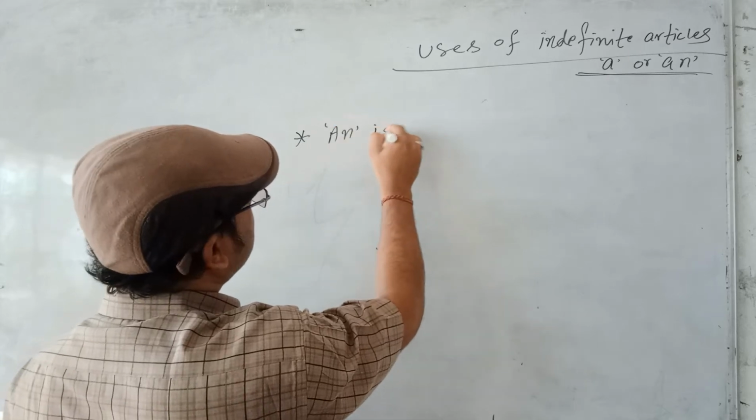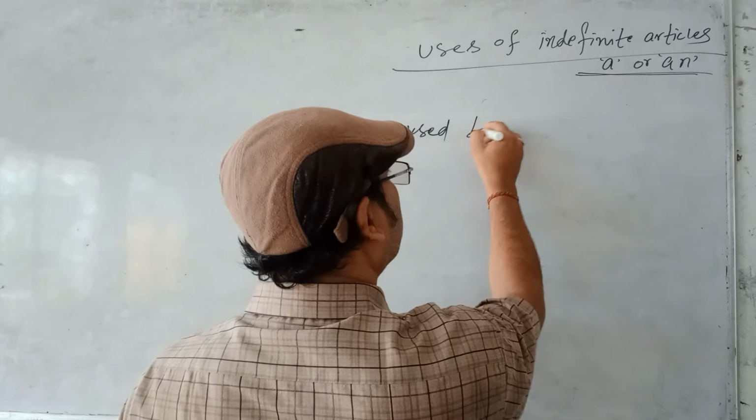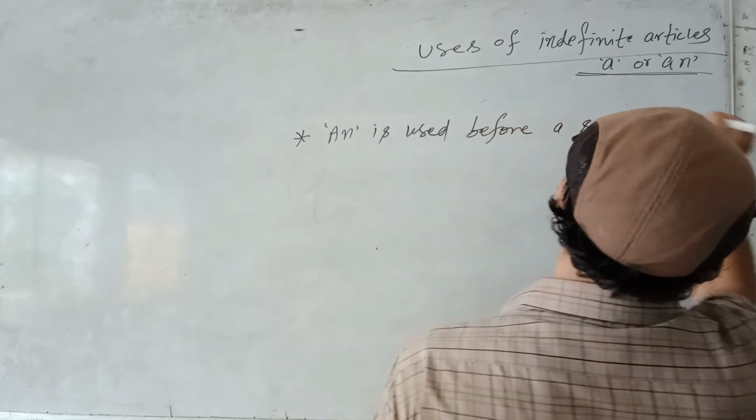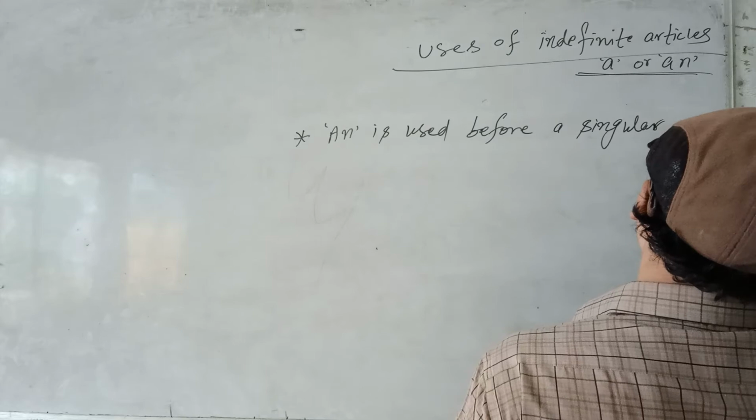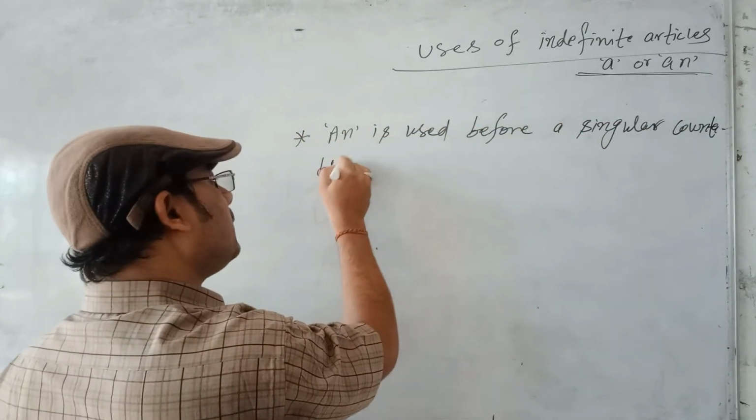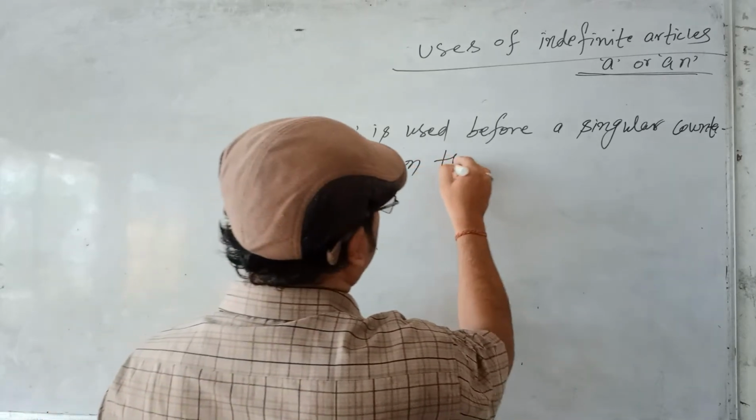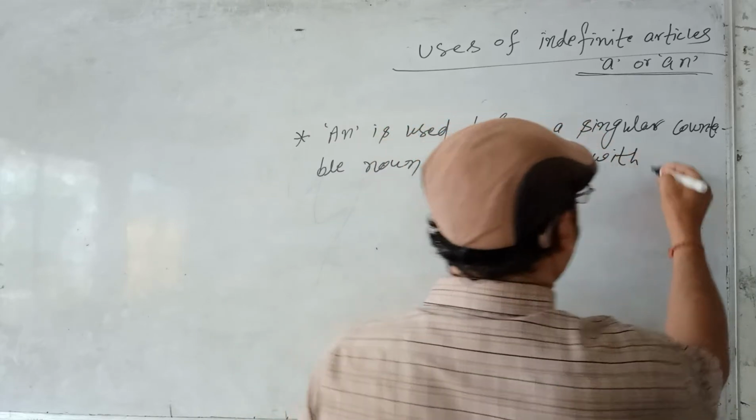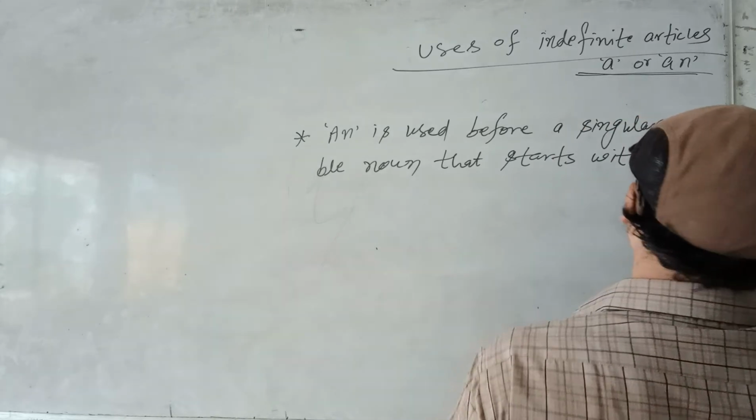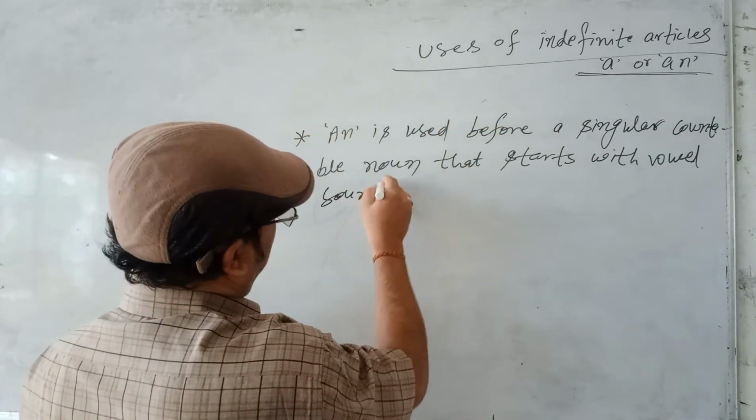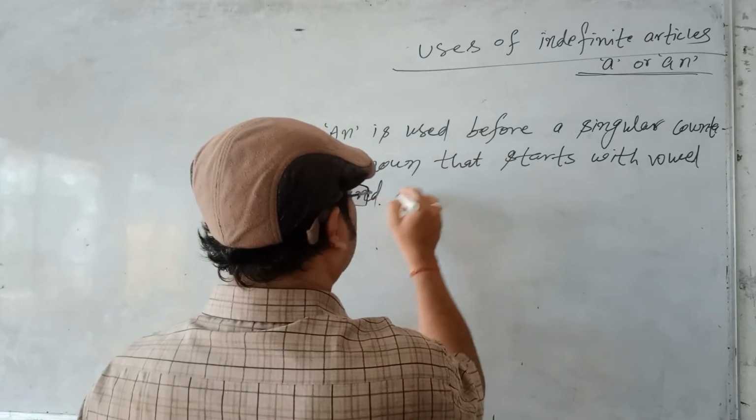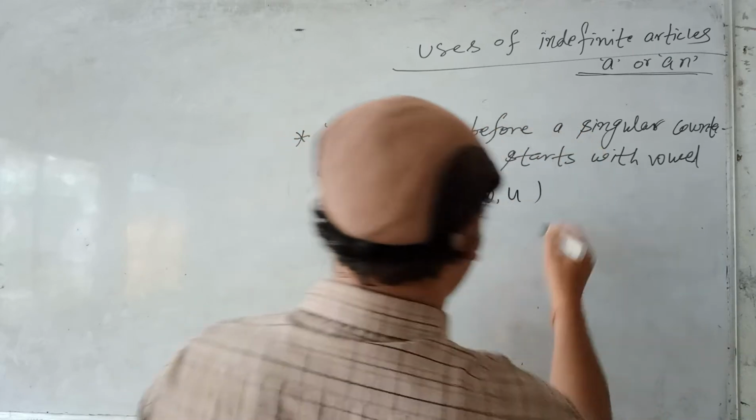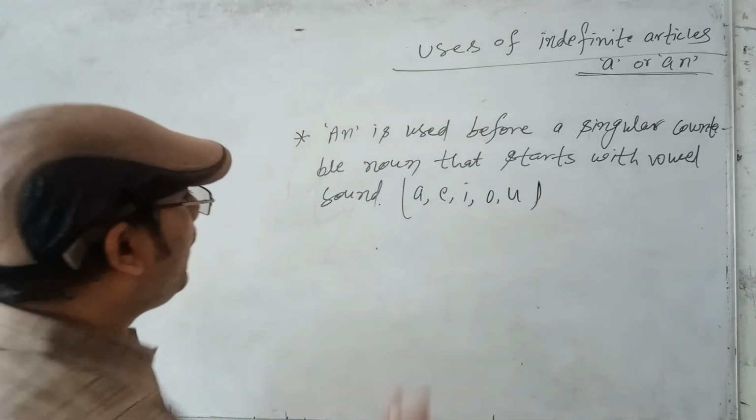And an is used before a singular countable noun that starts with a vowel sound. You know better, vowel sound means A, E, I, O, U.